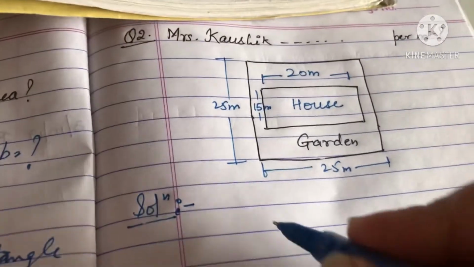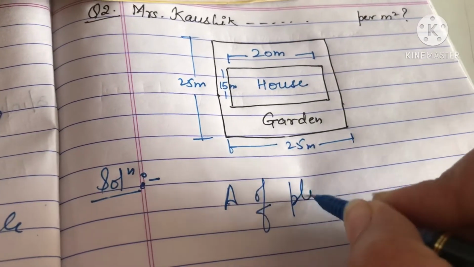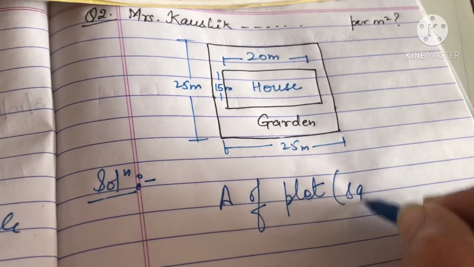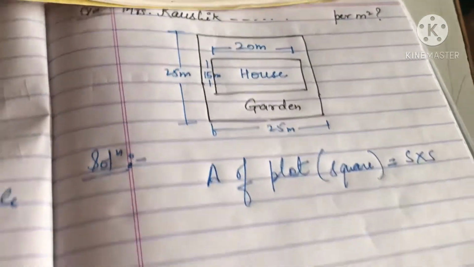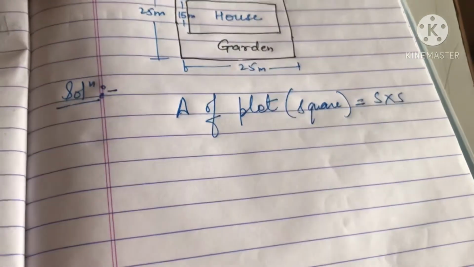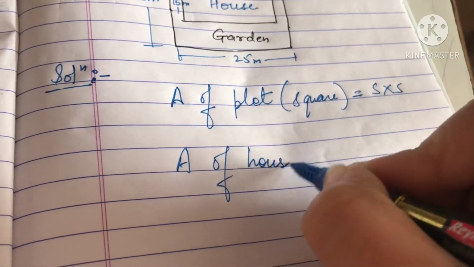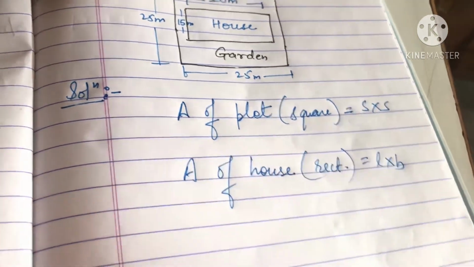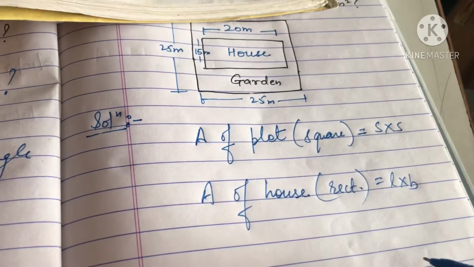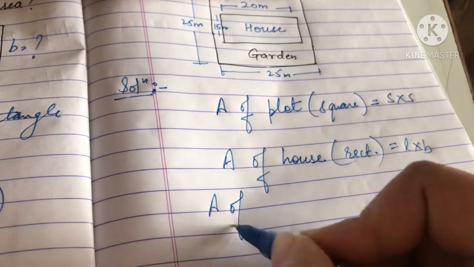So in this, first of all, what will you do? You will first find the area of the plot. And what is the shape of the plot? It is a square. So in brackets just mention the shape so that it is easy for you to write down the formula. So you will find the area of the plot. Then you will find the area of the house. What is the shape of the house? It's a rectangle, length into breadth. After finding both the areas, subtract them to find the area of the garden.